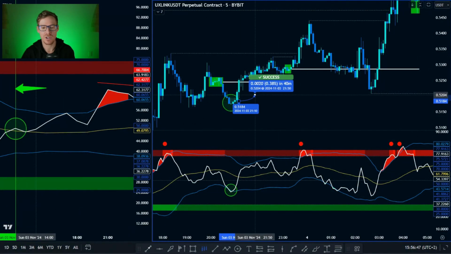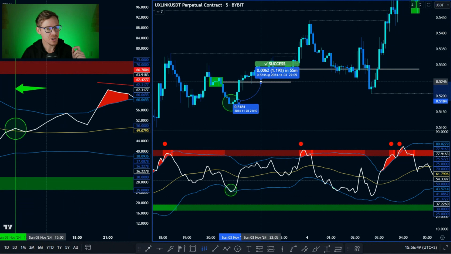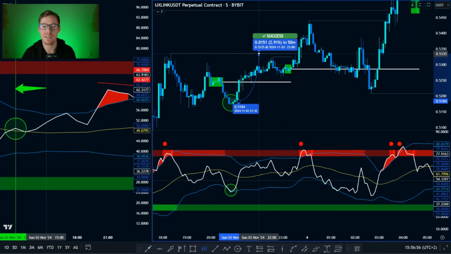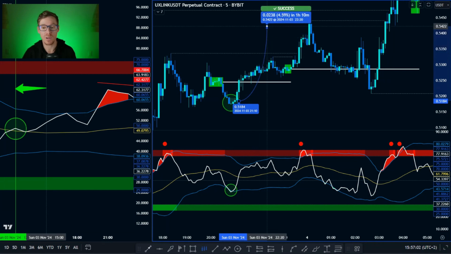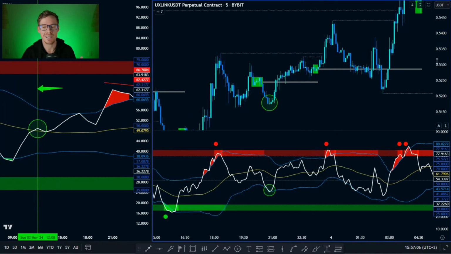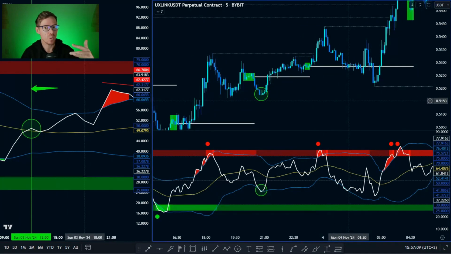If we got this entry, our first target would have been the value line for 1%, and our second would have been the liquidity line, which is 2.9%. That could have been the trade done, could have been out. If you wanted to keep holding, you could have kept holding and it would have gone a further 5% for you. But there's more risk involved, and sometimes it doesn't always do that. So it all depends on what kind of trader you are, what time frame you're trading on.